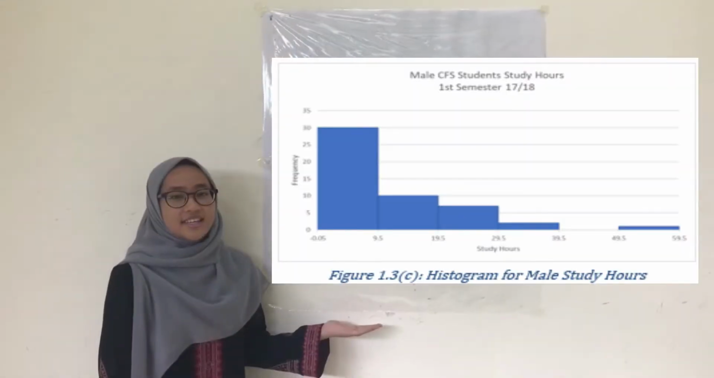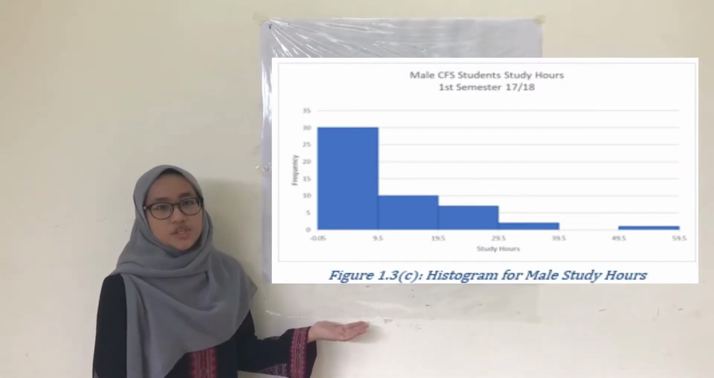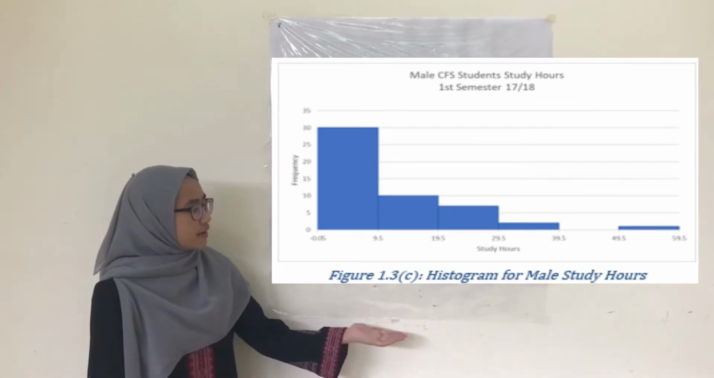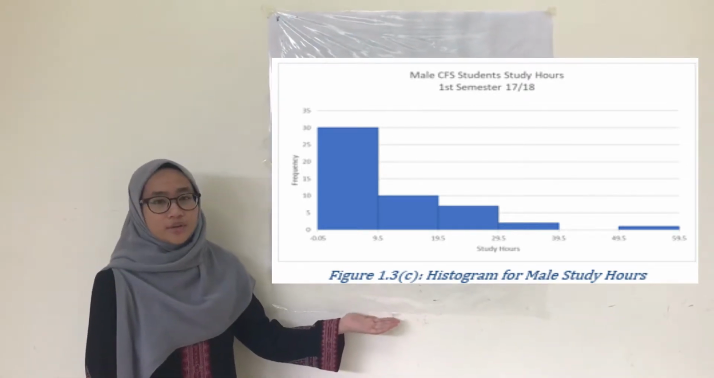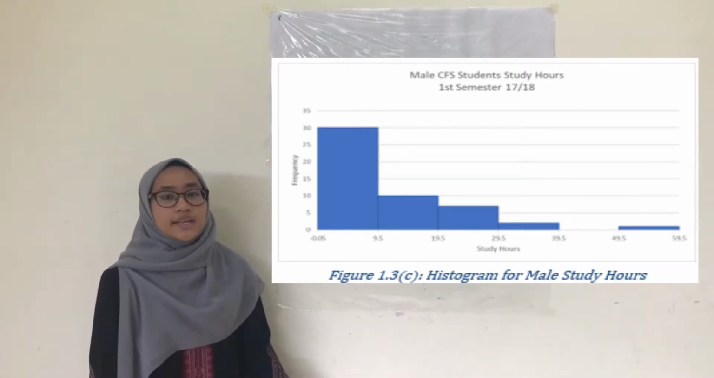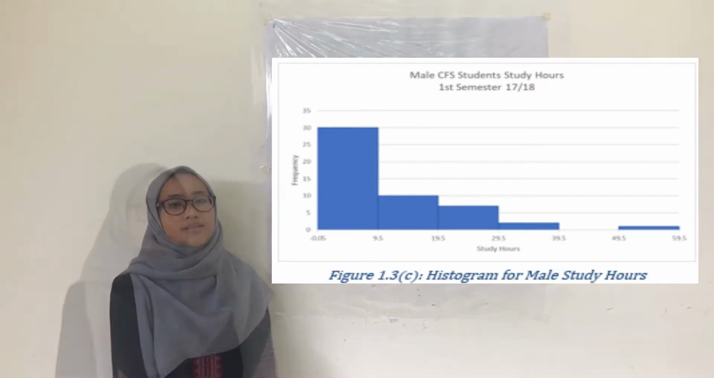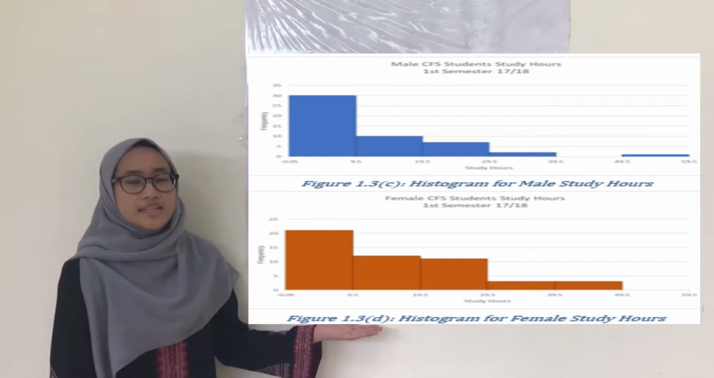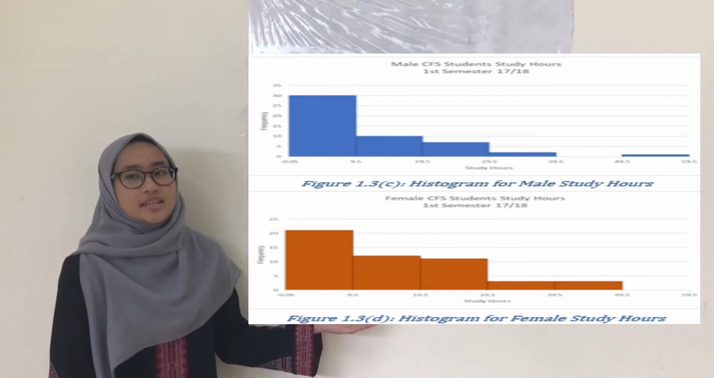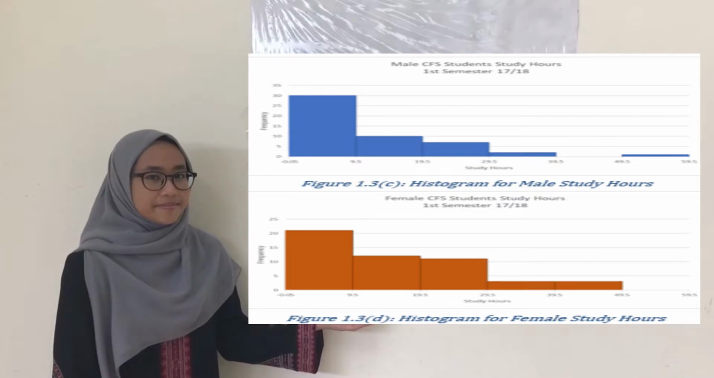In this figure, there is an unusual feature which shows a gap between 34.5 hours and 54.5 hours, which shows that there is no frequency of students studying that amount of hours. You can see both male and female study hours graphs have a right-skewed shape.